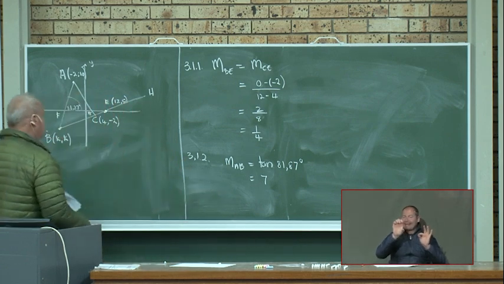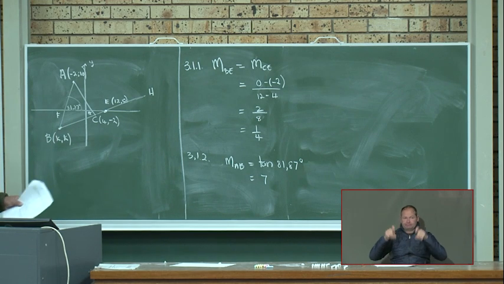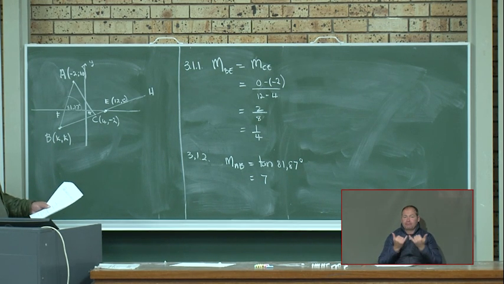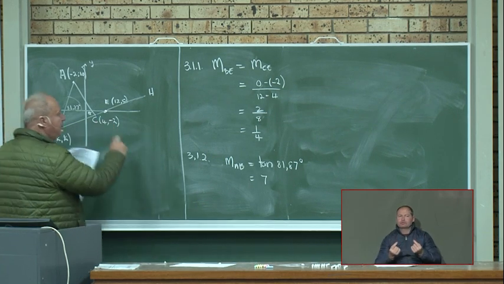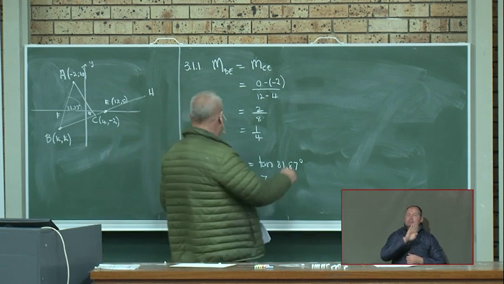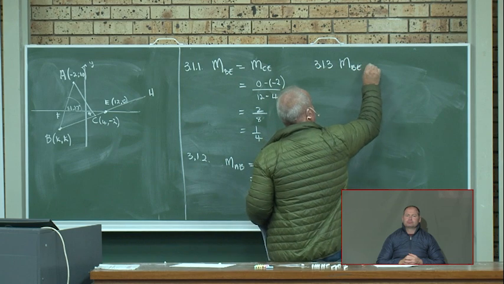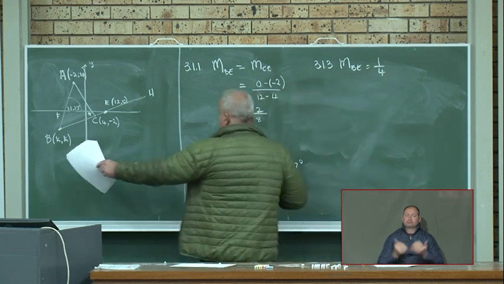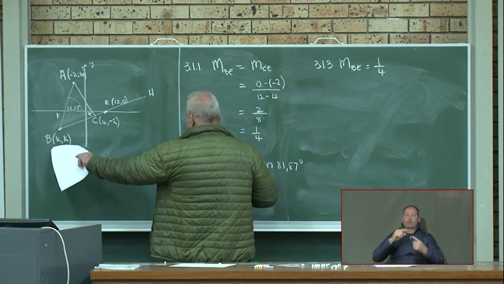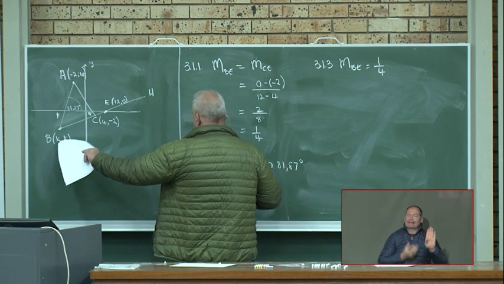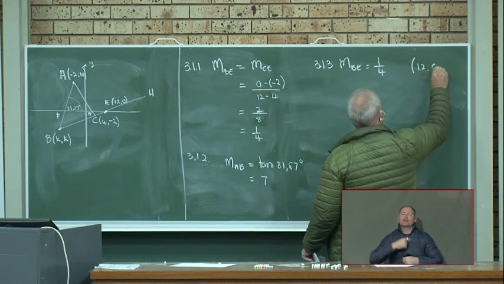Right, people, now we've got to determine the equation of BE. Now, in order for me to determine the equation of BE, the gradient of BE I've already determined. It's a quarter. I need a point on BE. You can use point C or point E. I haven't got the coordinates of B, so I cannot use B. So I can use any of these two. I'm going to use the point (12, 0).